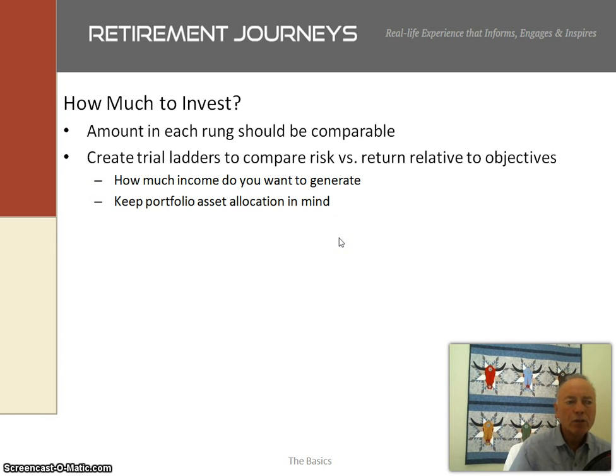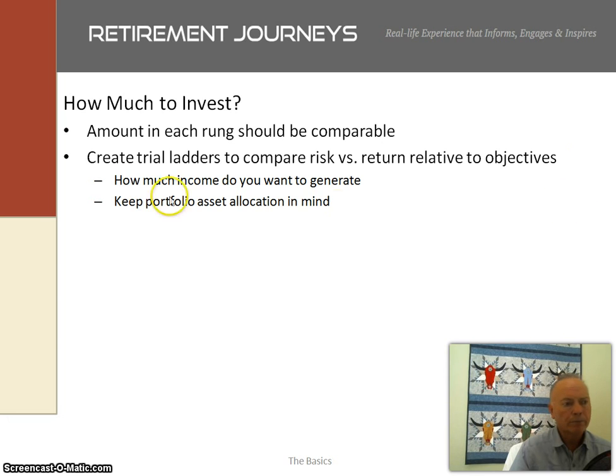Okay, so how much should you invest? And that's a very personal decision, and I look at it this way. Well, first, I try to keep the amount in each rung about the same. For example, if you have a 5-year ladder and you've got $50,000 invested, then I would have $10,000 invested in each year of the ladder. And another way to figure out how much to invest is to create a trial ladder. And it's not hard to do. And like I say, in part 3, I'll show you how easy it is to create a bond ladder. But by creating a trial ladder, you can compare the risk in that particular bond ladder relative to the return that it generates relative to your objectives.